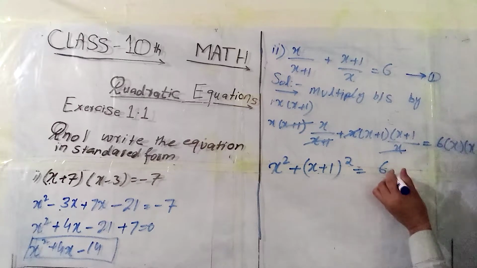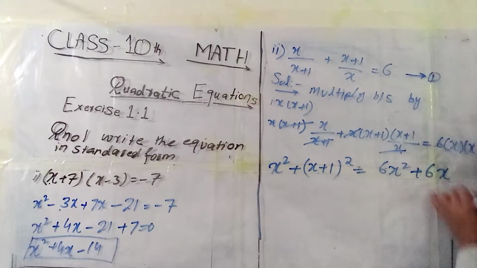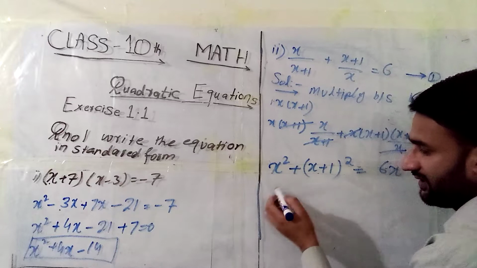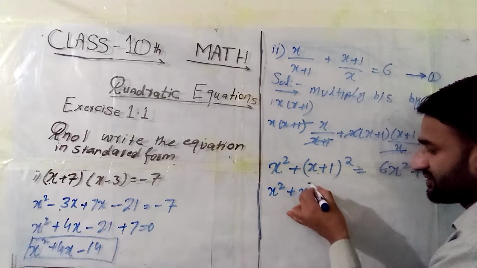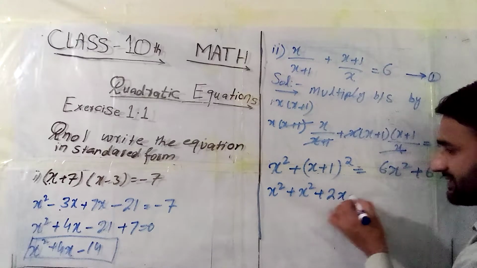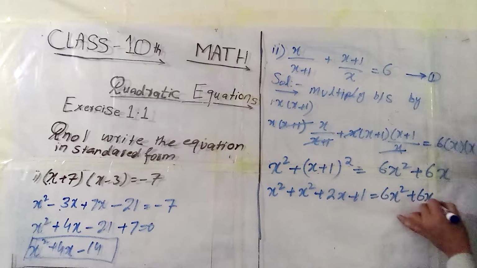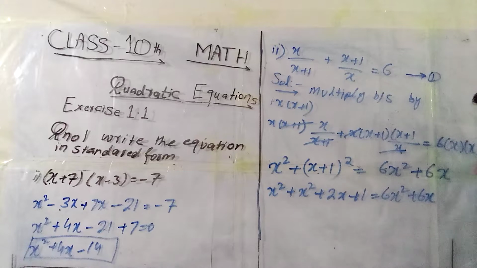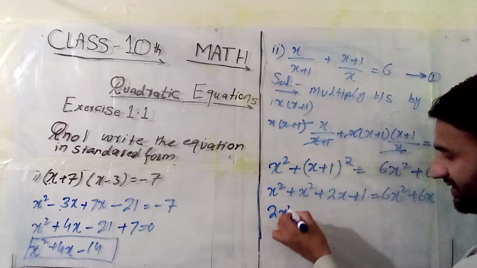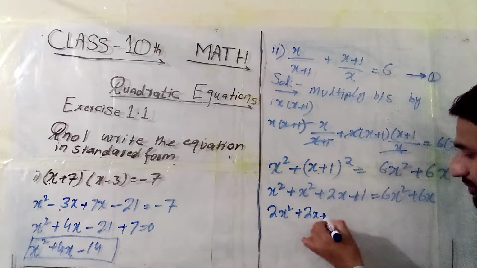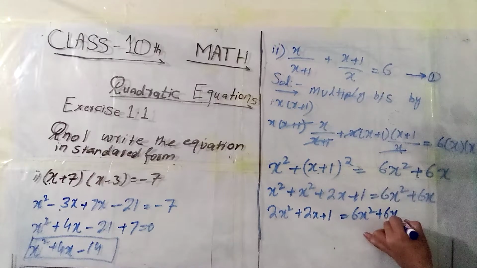This multiplied by this is 6x square, and this term multiplied by this, here is 6x, right? Try to open this formula, a plus b whole square: the first term is like this, plus x square plus 2x plus 1, here it is equal to 6x square plus 6x. So try to shift it. This term and this term will be 2 times x. Here is 2x square plus 2x plus 1, equal to 6x square plus 6x.